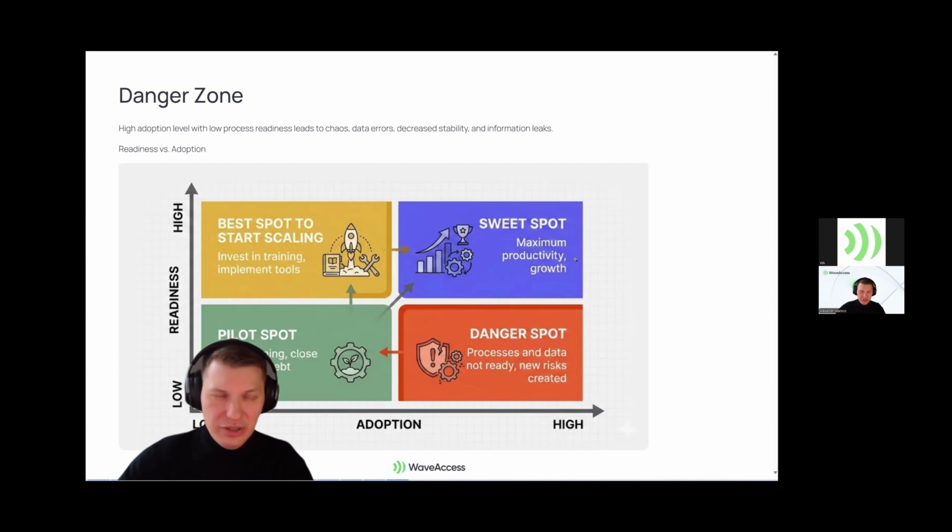And if you see that the process is working, you can fully automate it by reducing the people effect in the process. And we also select the danger spot.